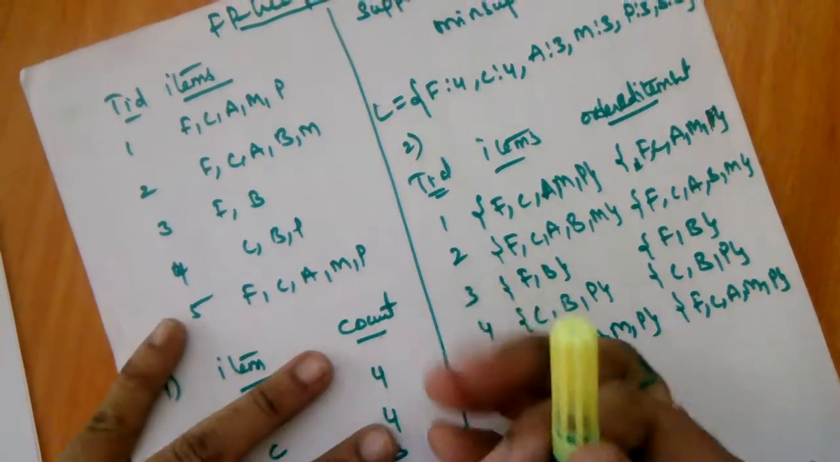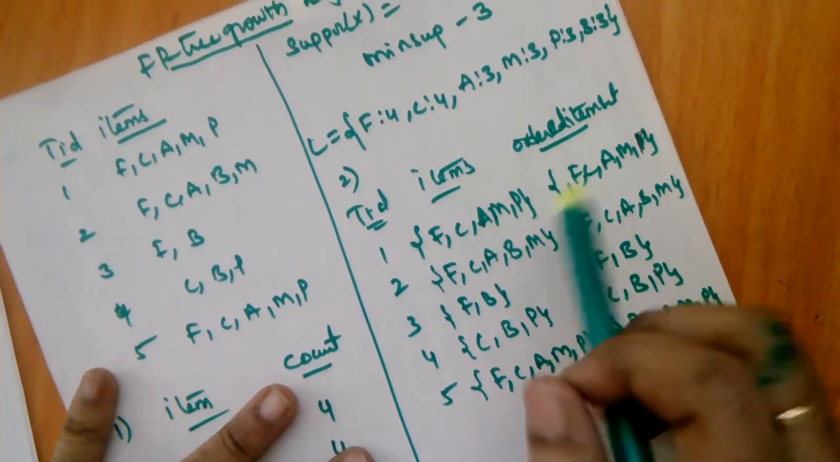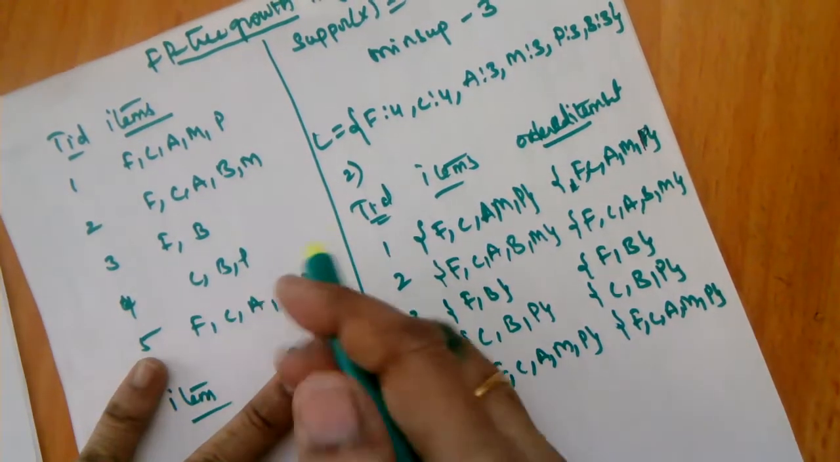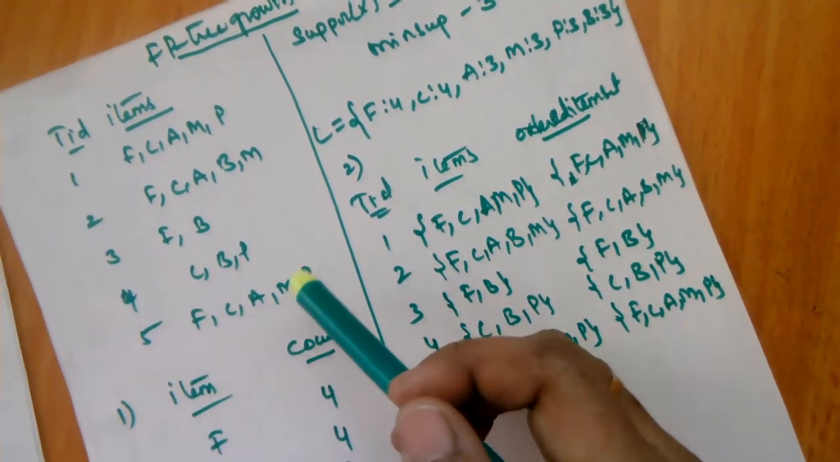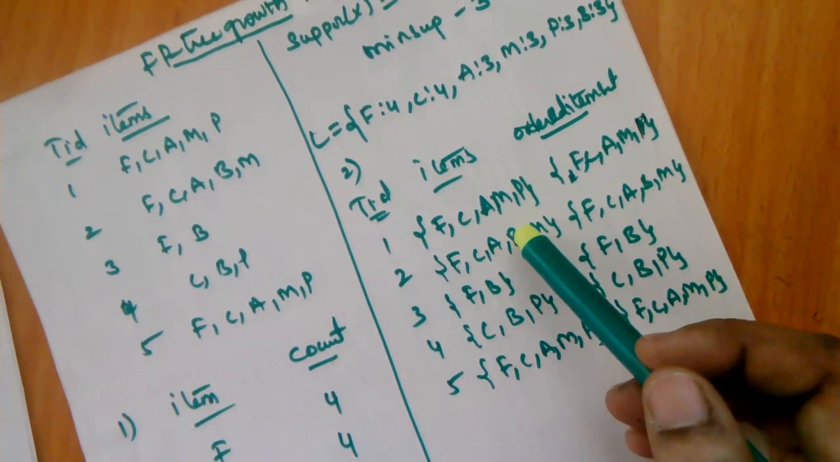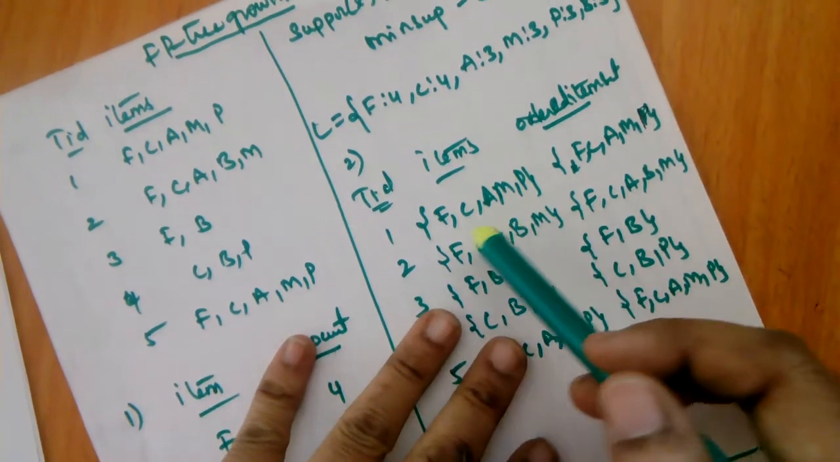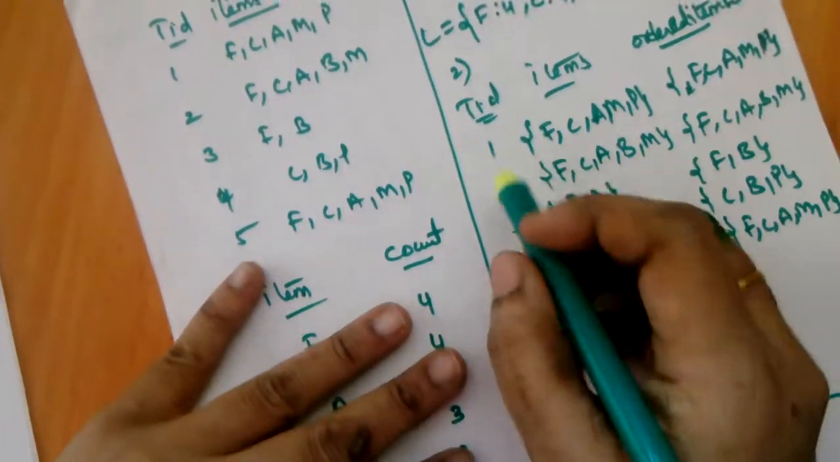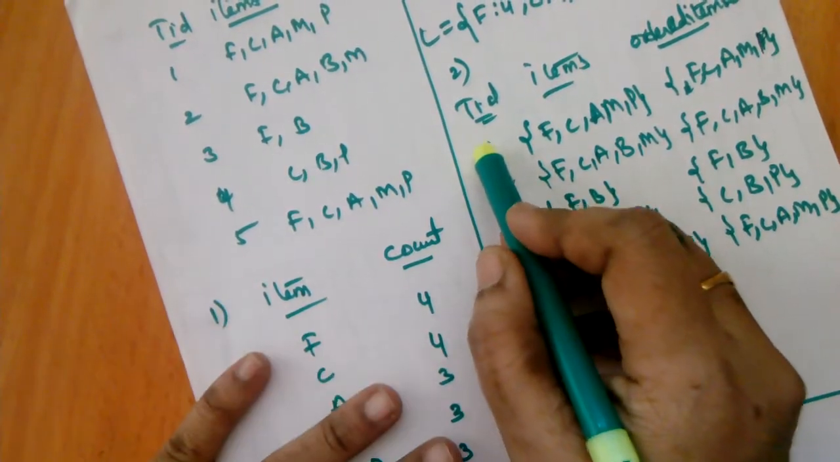of their frequencies. That is called ordered items. It is checking whether the current item is contained in the transaction, and the item is inserted into the ordered item set for the current transaction. Okay, now suppose for example we have these transaction IDs.